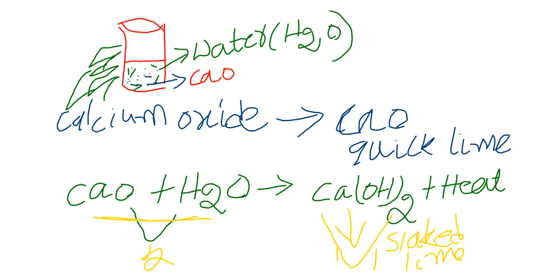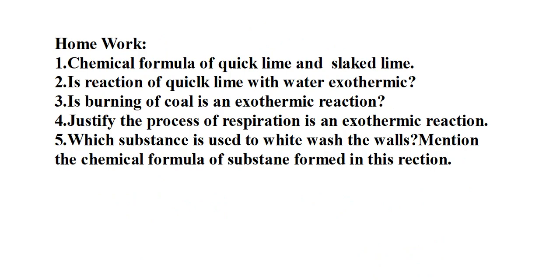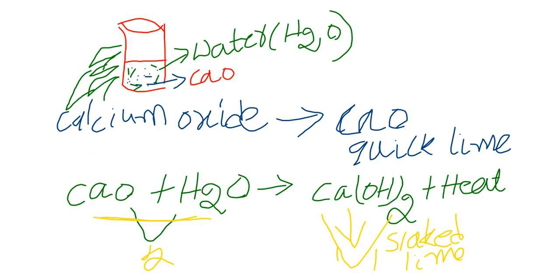Next, this calcium hydroxide is called slaked lime. This calcium hydroxide is used to whitewash the walls.